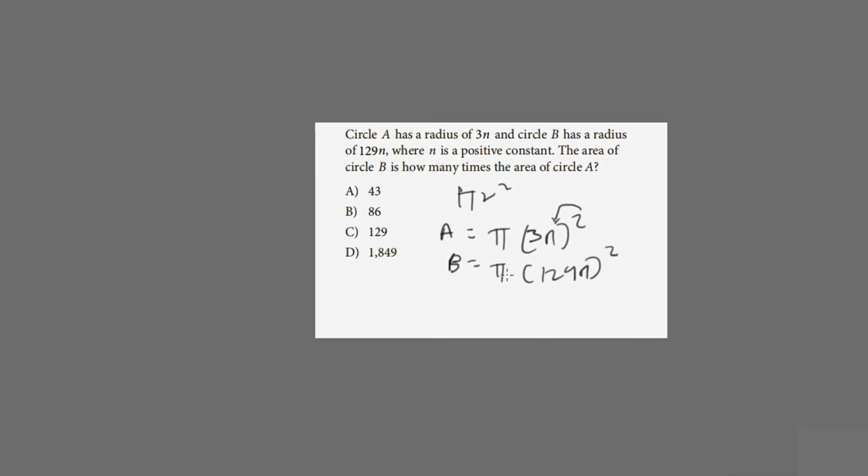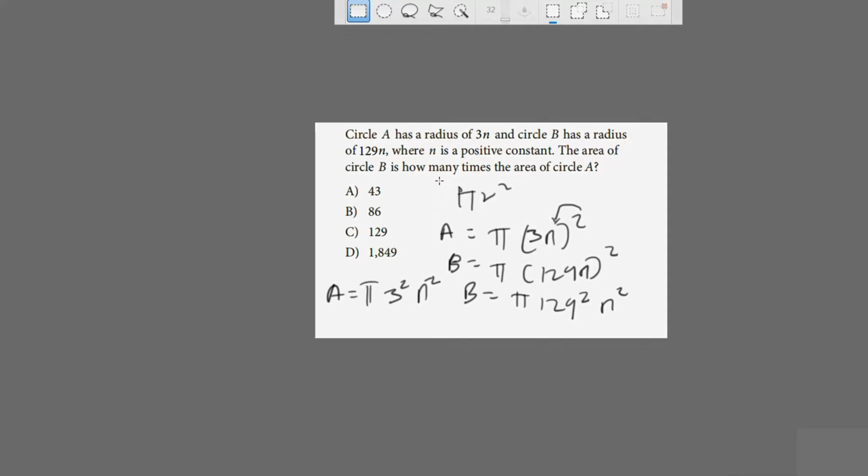So basically what it means is we're going to have our circle A will be pi 3 square n square, and our circle B will be pi 129 square n square. Okay, so let's wipe some parts and complete this solution.